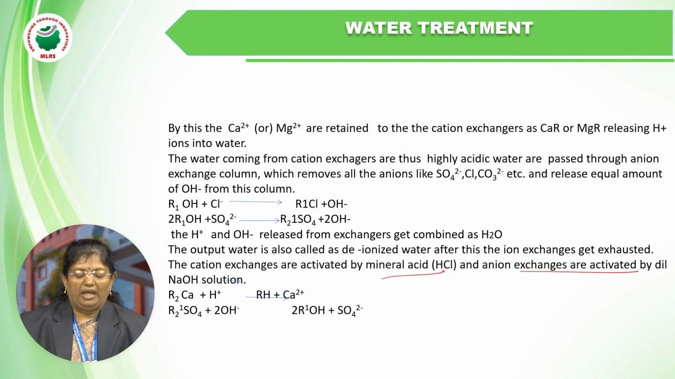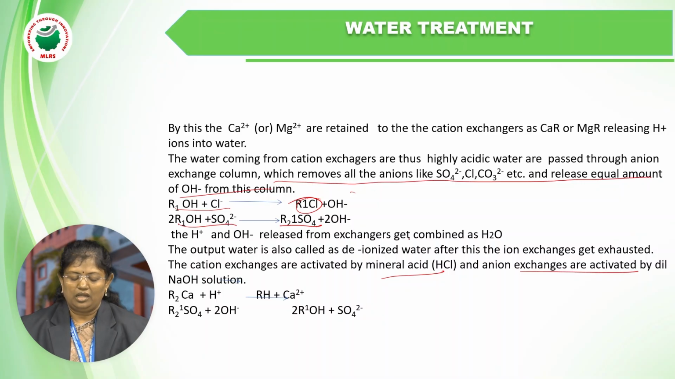By this, we remove all the anions and cations in the water. These are the reactions involved in the anion exchanger. From the anion exchanger, H plus ion and OH minus ion combine to form water. This is what we just discussed, the deionized water. The output water is also called deionized water.